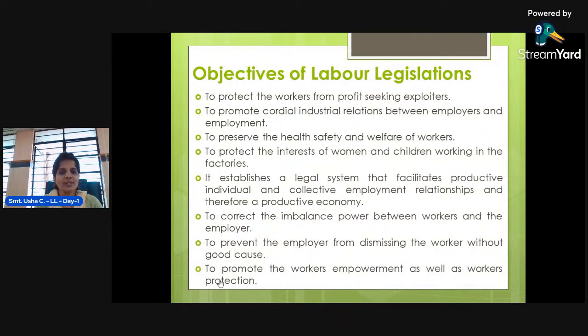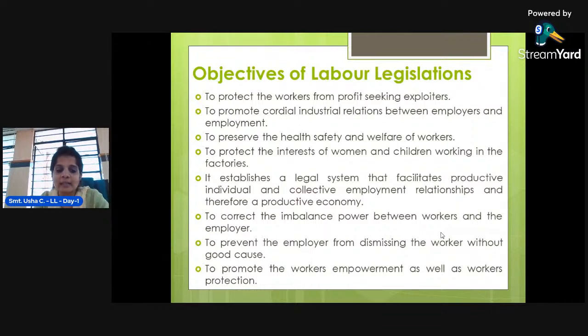Next, in order to correct the imbalance of power between workers and the employer. Earlier there was a lot of discrimination and an imbalance of power between employer and employee. But nowadays most MNCs are giving opportunities to the employees also, in terms of voting at the time of decision taking, and they are encouraging employees to become shareholders of the organization by issuing bonus shares instead of a cash bonus.